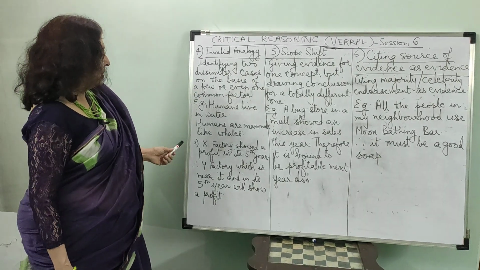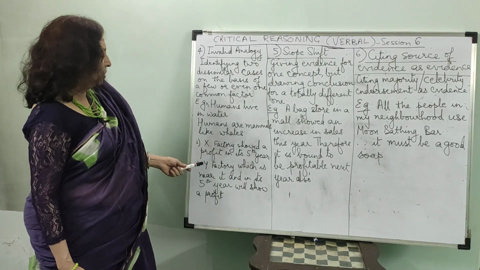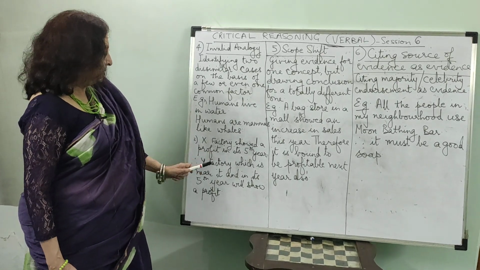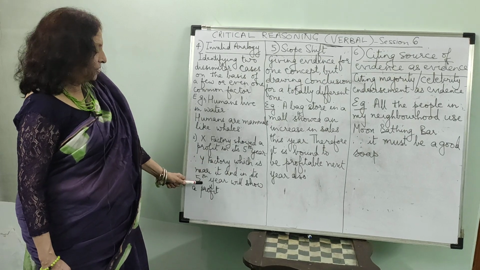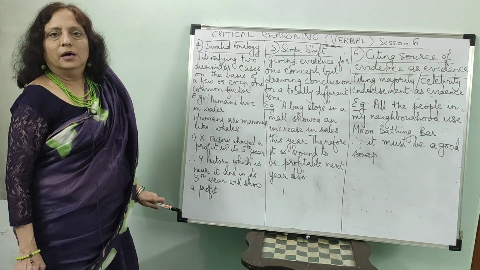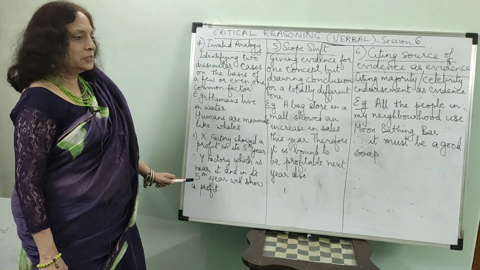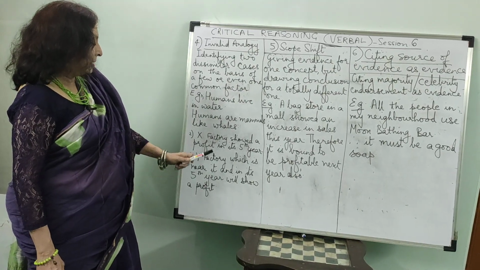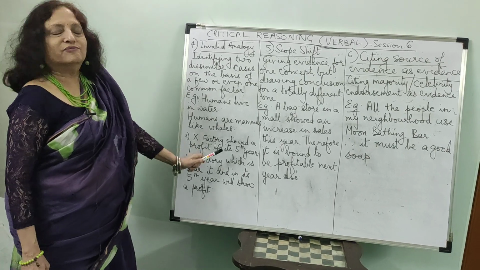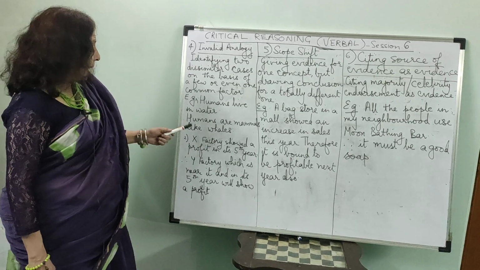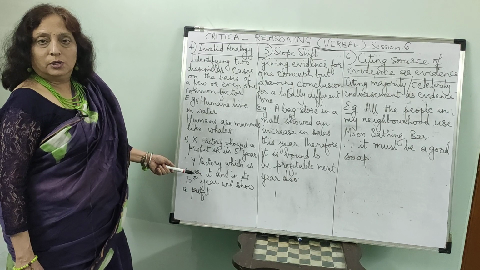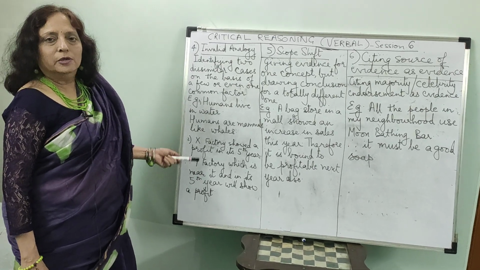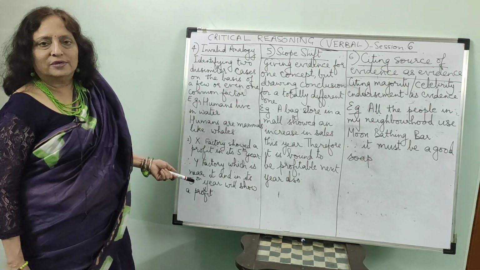Another example: X factory showed a profit in its 5th year. Therefore, Y factory, which is near it and in its 5th year, will show a profit. Now, what is this? This is just one point of similarity. Both are factories, no doubt, and secondly, both are in their 5th year. But what kind of factories these two are is not clear. Just because you are using the word factory for both of them, you are thinking that they are going to have the same result.